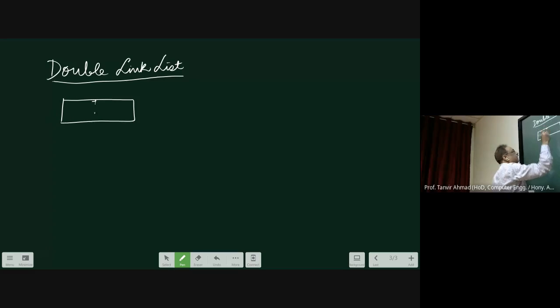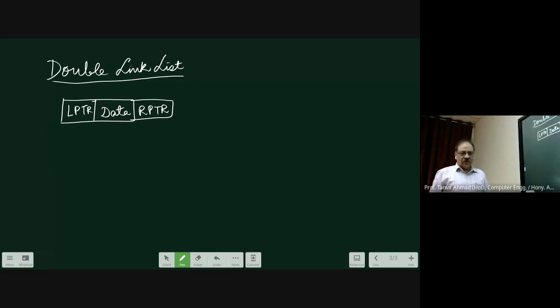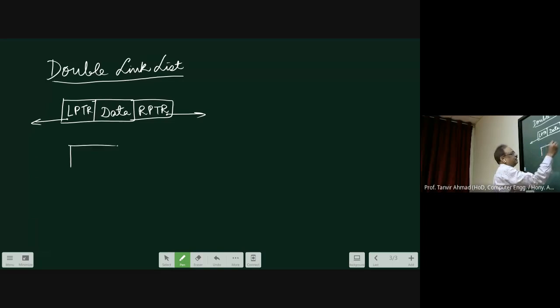You will have a left, you can say left PTR, and you will have right PTR. So this is the data part. Let's say the left pointer or the right pointer. Therefore, there are 2 pointers. One which is pointing to a node before this, and one pointing to a node after this. It means that you will have a linked list like this.